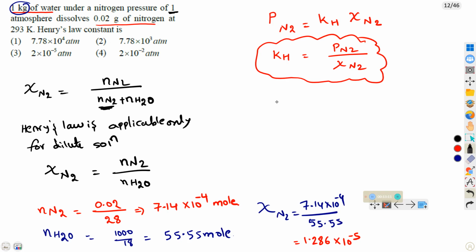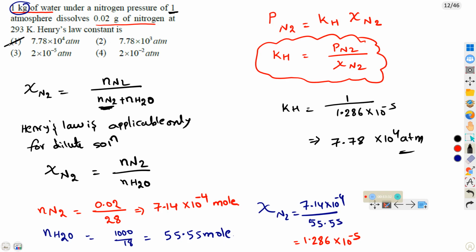Right. Now substitute here. Kh is equal to partial pressure of N2, given as 1, by 1.286 into 10 power minus 5. 10 power minus 5 reciprocated becomes 10 power plus 5. Now you can simplify. Then you will get 7.78 into 10 power 4 atmosphere. First option correct.